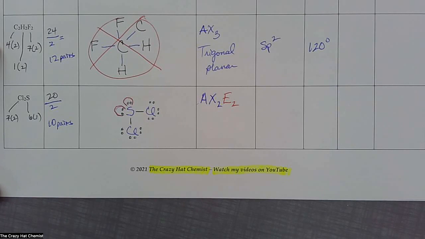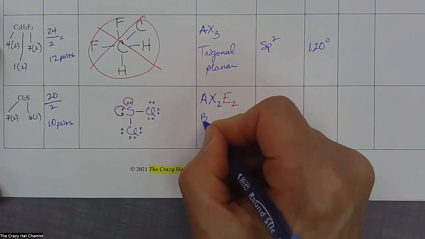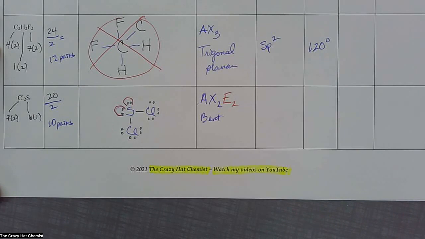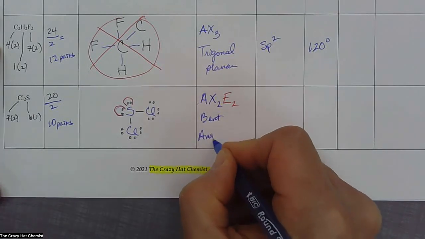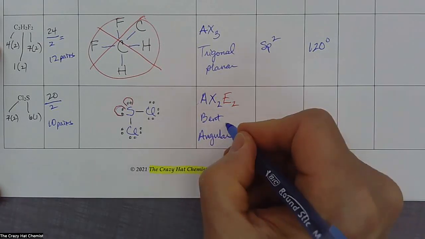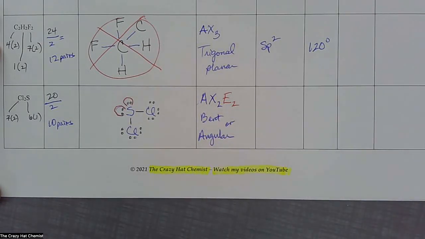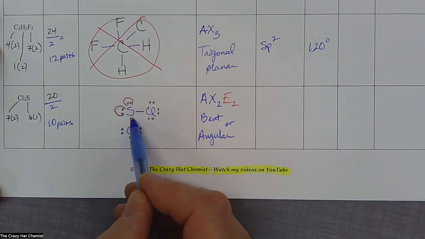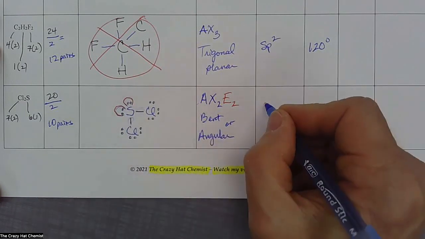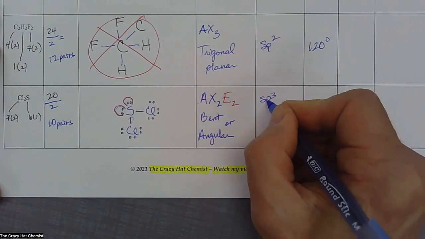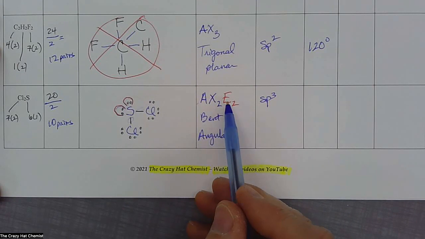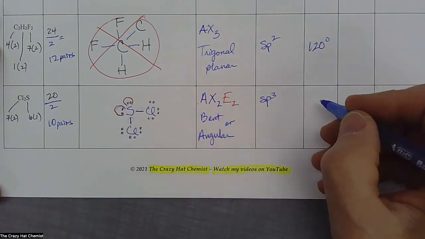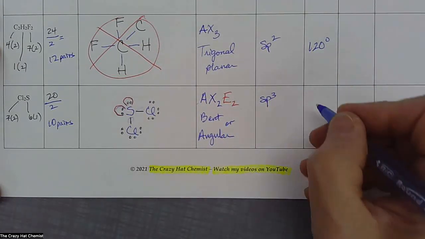So what does that correspond to? That is bent. Another name for this is angular. So it's either bent or angular; you don't have to write both of those. And then the hybridization of this is sp, sp2, sp3. This is sp3 hybridized.